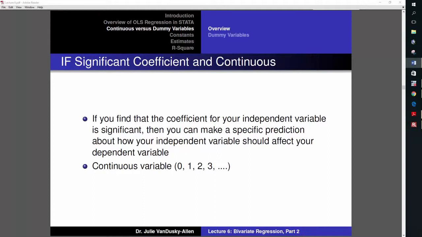Now, there is a more sophisticated way to interpret significant coefficients. For independent variables that are continuous, meaning that the variable can take on 3 or more values, you can make a specific prediction about how the independent variable affects the dependent variable.